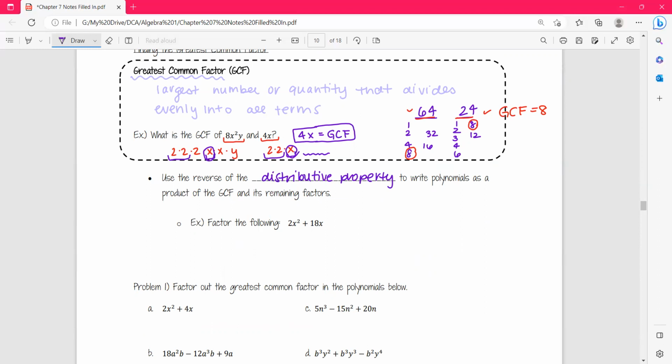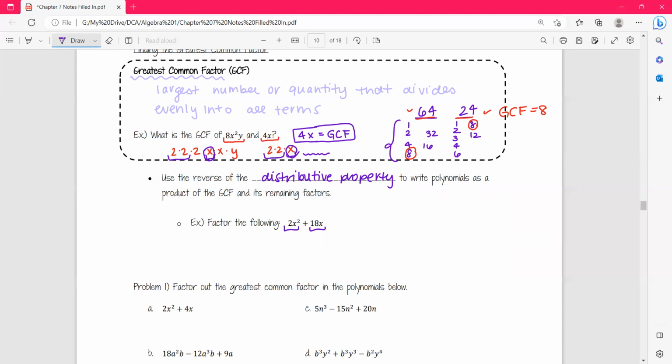So it says factor the following, 2x squared plus 18x. I need to look at this term and this term to figure out how much I can take from both. What's the GCF? That's what I need to do. If I just look at the 2 and the 18, I really don't want to have to write this list out every single time. So 2 and 18, what's the GCF I can take out of 2 and 18? Well, it's just 2, right? I could take a 2 out of 2 and a 2 out of 18.